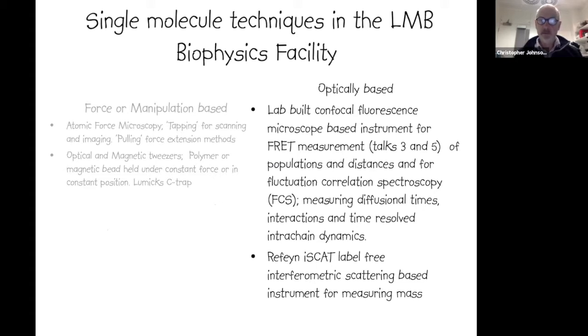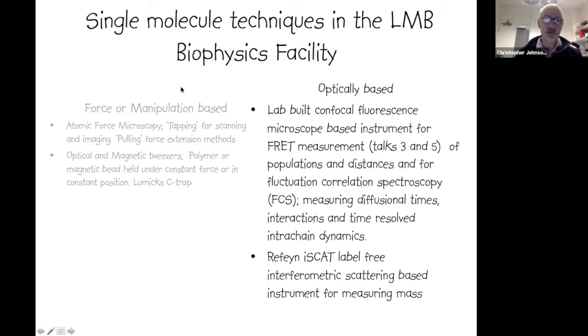But what I'm going to do for the rest of the talk is just consider some of the instrumentation that we have in the LMB and show you some of the work that we've done with this. So there are various types of single molecule techniques, and you can characterize them in terms of how they're applying a particular physical parameter to your molecules of interest.